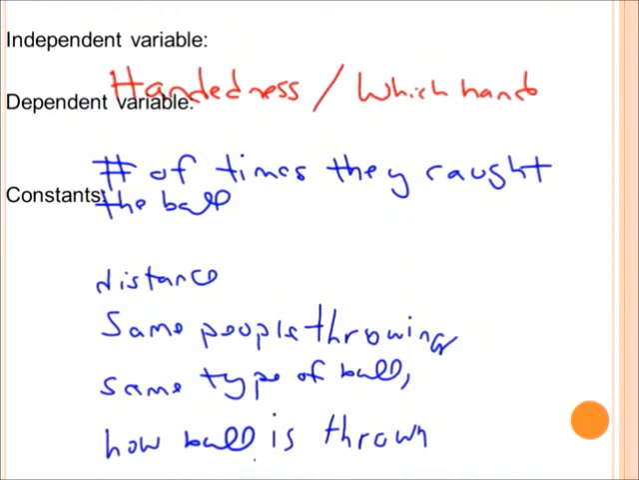So the independent variable is the handedness, or whichever hand the student uses, so whether right hand or left hand. The dependent variable is the number of times they caught the ball. Some constants: the distance from which the ball was thrown, the same people throwing the ball, the same type of ball, and how the ball is thrown.